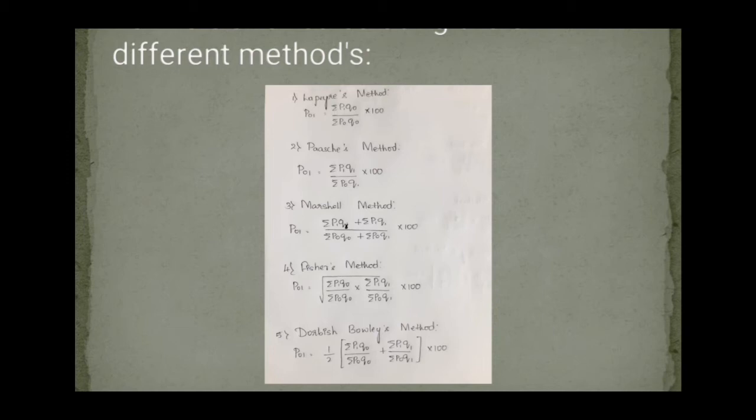Marshall's method: P01 is equal to sigma P1Q0 plus sigma P1Q1 divided by sigma P0Q0 plus sigma P0Q1 into 100. Fisher's method.